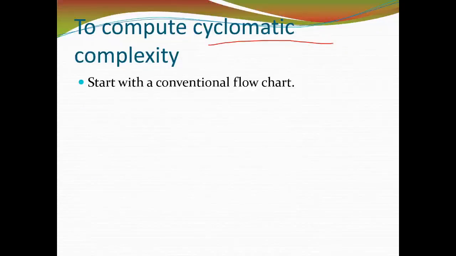To compute cyclomatic complexity, if you want to find out the cyclomatic complexity of a particular code, there are some steps. Start with a conventional flow chart, that is, a flow graph. So when a particular code is given, convert that into a control flow graph. From that you will understand exactly how many paths are there.